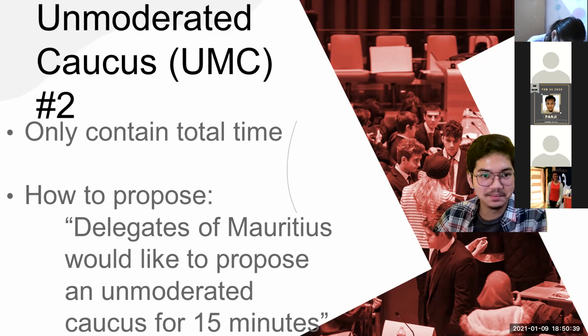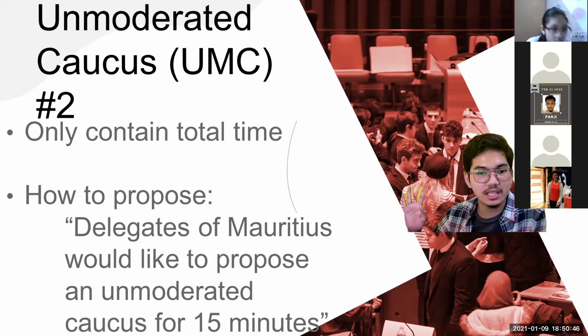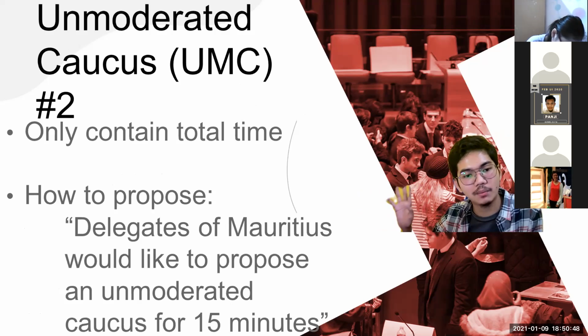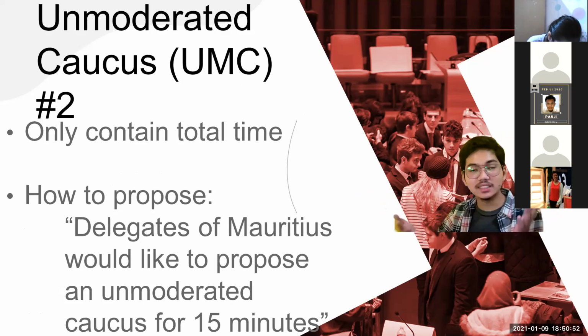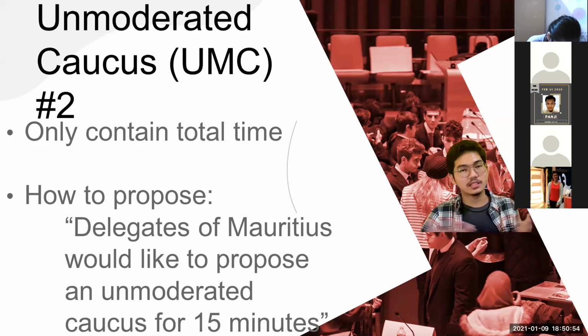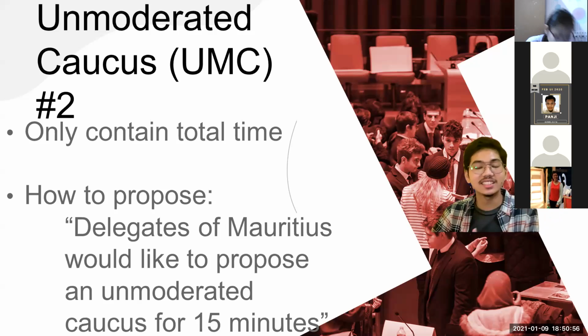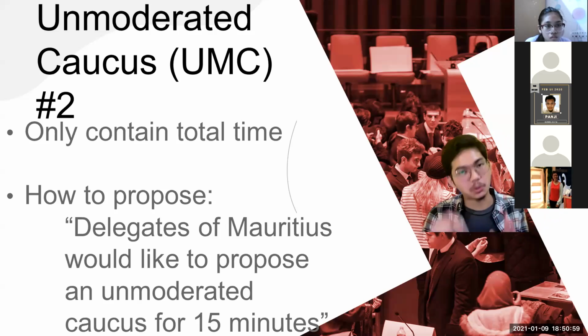Okay, 10 minutes time. I hope I can make it on time. Okay. So how do we propose it? It's simple. Just say delegate of your country would like to propose unmoderated caucus for 15 minutes. Can it be 20 minutes? Yes, it can be 20 minutes. Can it be 30 minutes? Yes, it can be 30 minutes. Only if the chairs agree.